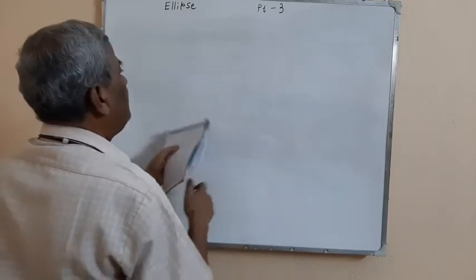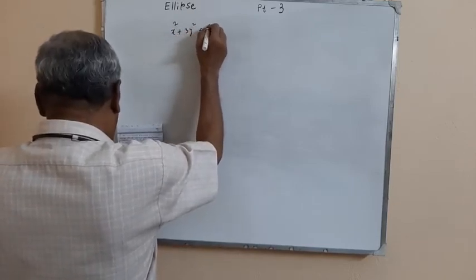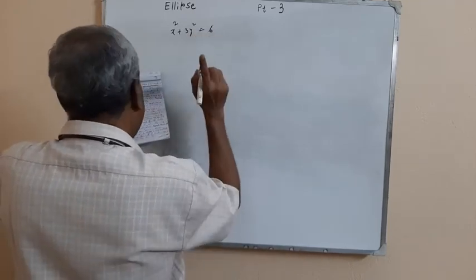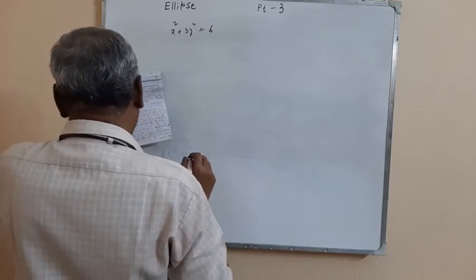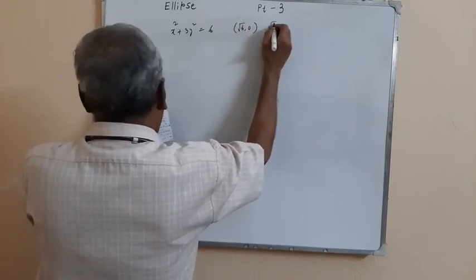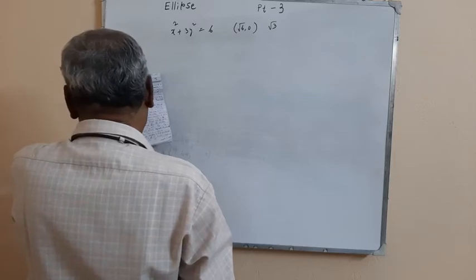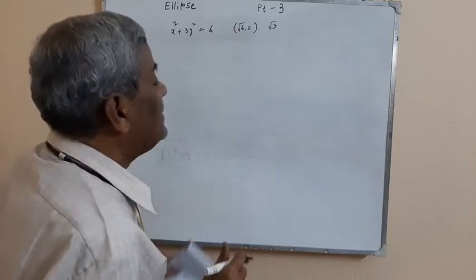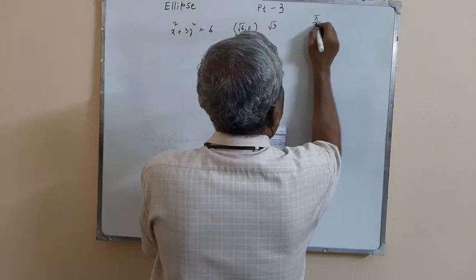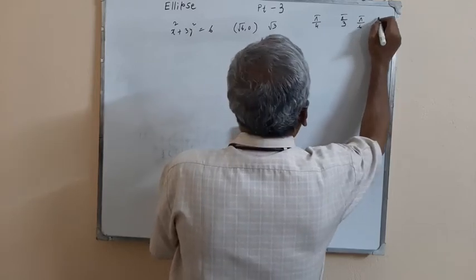A point on x square plus 3y square is equal to 6, situated in the first quadrant, whose distance from (root 6, 0) is root 3. The eccentric angle of the point is how much? Options are pi by 4, pi by 3, pi by 6, and pi by 2.